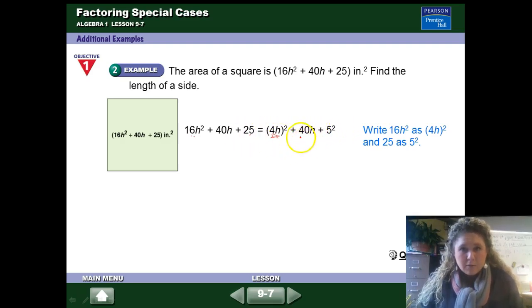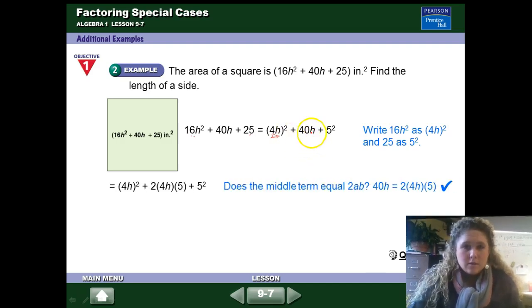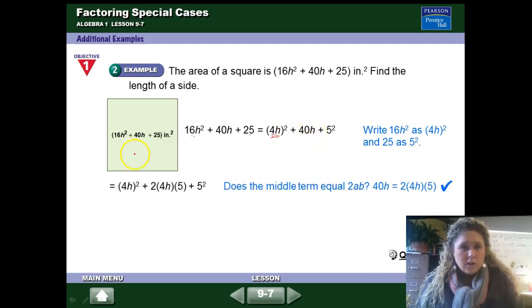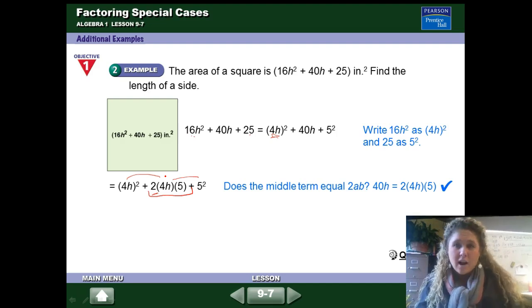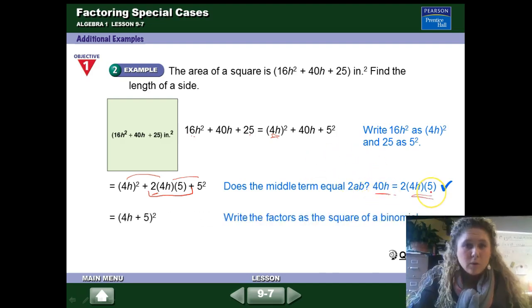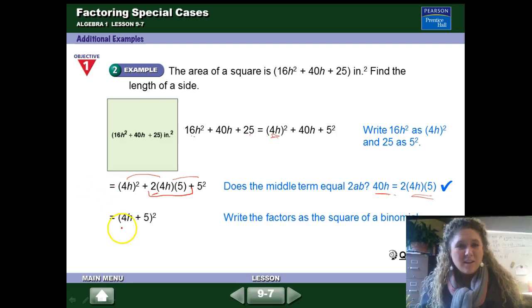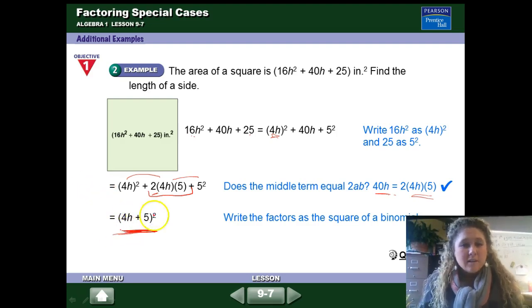Now this middle term, we take one of each and combine it. So you can see here, we took 2 times 1 of the first times 1 of the second to get 2 times 4h times 5. Now, 2 times 4h times 5 is going to be 8h times 5. 8 times 5 is 40, so it does check. This is 40.